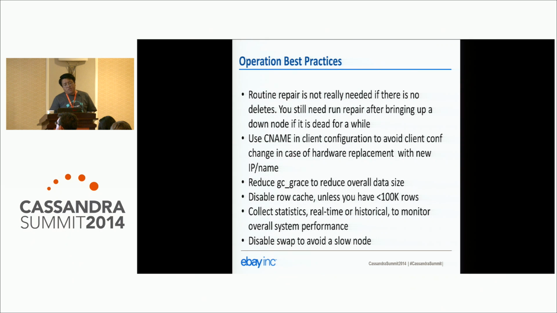There are certain operation practices, like repair. Another way we're using for the client configuration is CNAME, because hardware often fails. When we get a replacement, we get a different hostname and IP, right? Using CNAME is easier for us, operation-wise, to transfer from one machine to a new machine without changing configuration on the client side. Another thing to pay attention to is GC grace, because we're dealing with a large amount of data. Depending on your TTL, the default GC grace of 10 days may be too big. For example, if you have a TTL of 7 days and leave the default 10 days, it means you almost more than double your data storage. So that's a few things you have to pay attention to.